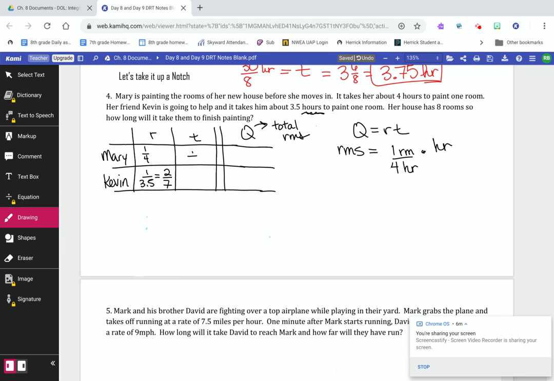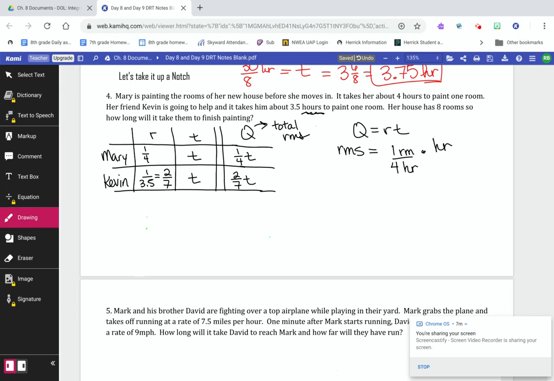All right, time will stay the same. They're going to paint at that rate for however long, and then we get the total amount of rooms that they've painted. So that would be Q equals rate times time. So when we take Mary's information, it would be 1/4 times T. Kevin's information would be 2/7 times T.